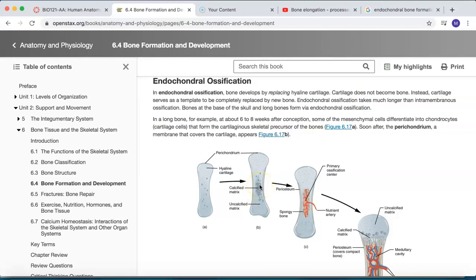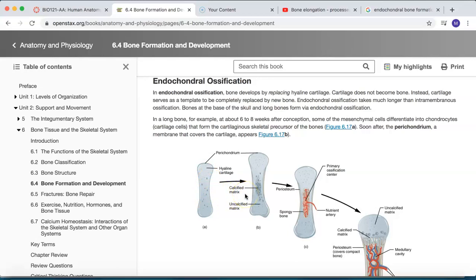Now, I want to show you that simultaneously, there's also beginning to develop what we call a bony collar. So this hyaline cartilage model was surrounded by a perichondrium. That's just a fibrous membrane called the perichondrium that surrounds it. It also consists of those chondrogenic cells that produce the chondroblasts and eventually, the chondrocytes. So that's what it looks like when it's developing early on.